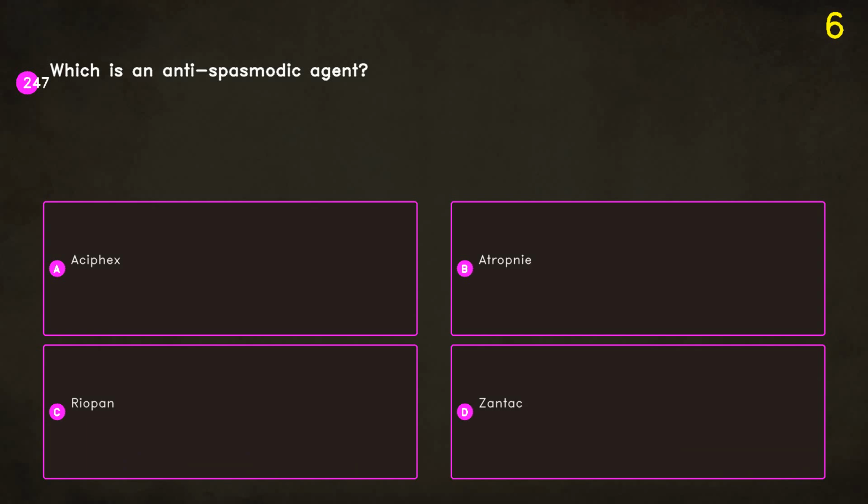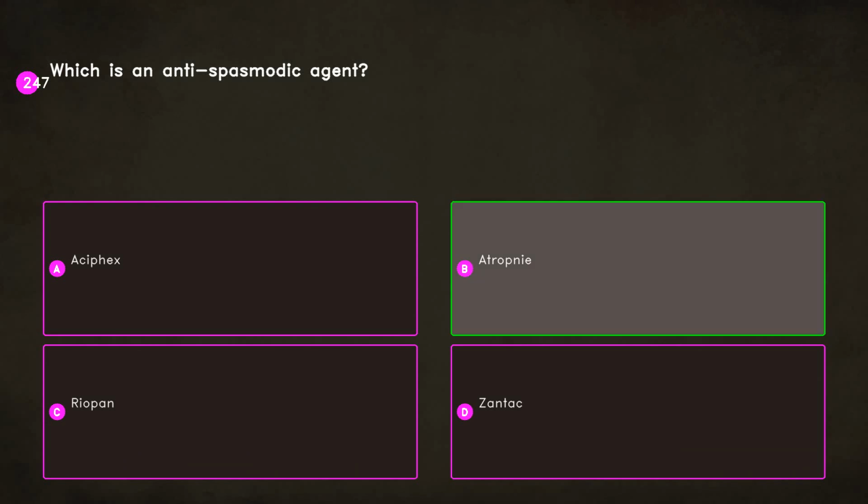Question 247. Which is an antispasmodic agent? A. Aciphex. B. Atropine. C. Riopan. D. Zantac. The correct answer is atropine.